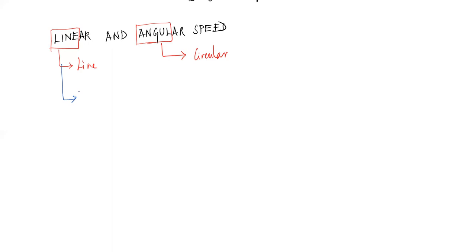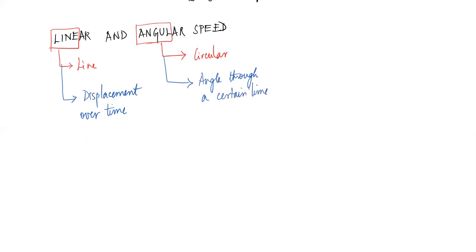Linear speed is determined by displacement over time, and angular speed would be rotation, right? So let me just write that out here. Displacement over a certain time. And here it will be the angle through which a point rotates through a certain time. So this is displacement over a certain time, and that's an angle through which a point rotates in a given time interval.